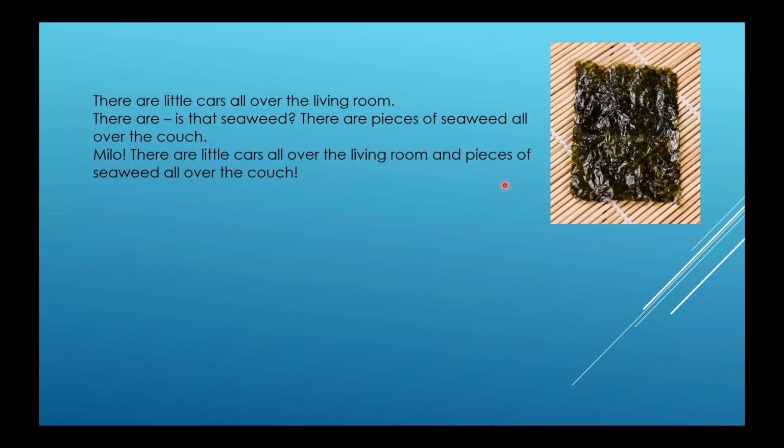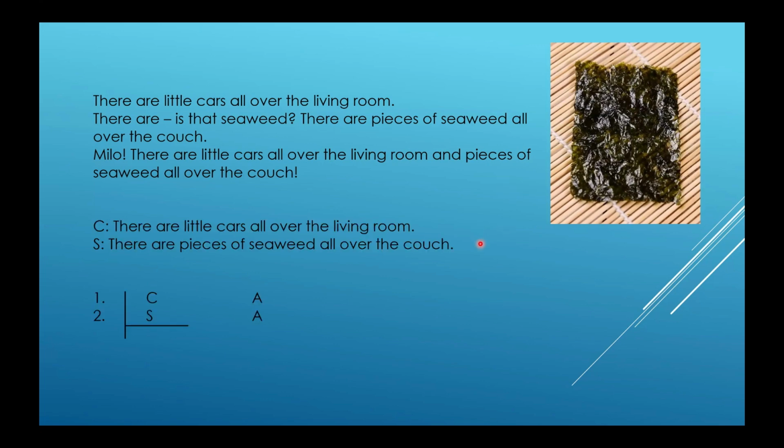So I go in and I find that he's been eating seaweed on the couch again, and so there are tiny little pieces of seaweed all over the couch. So I say, oh, there are little cars all over the living room. Is that seaweed? There are pieces of seaweed all over the couch. And I go, "Milo, there are little cars all over the living room and pieces of seaweed all over the couch." So here's our symbolization key.